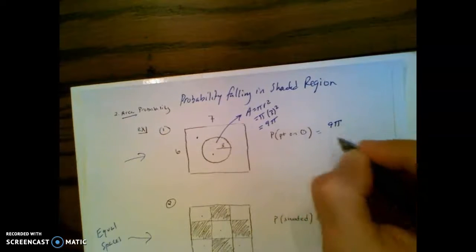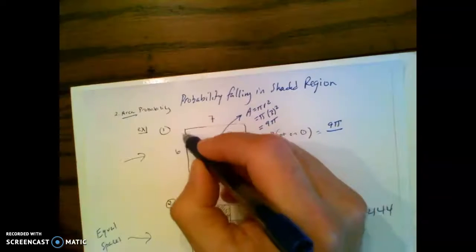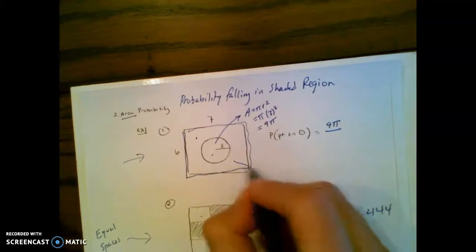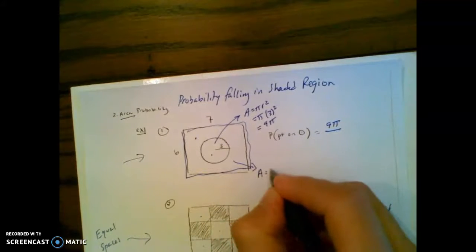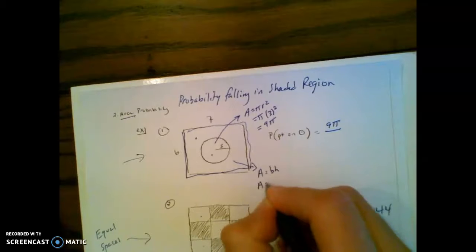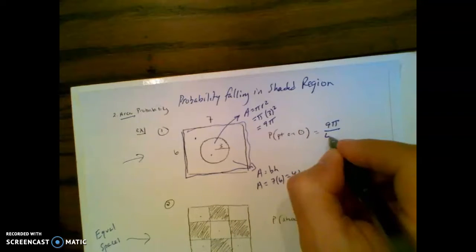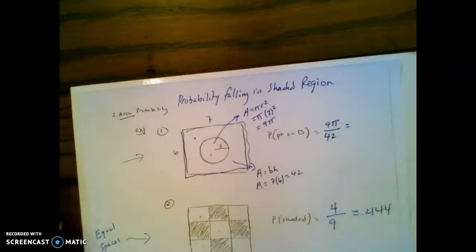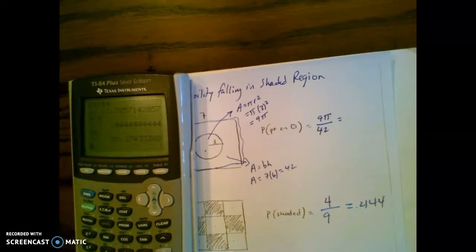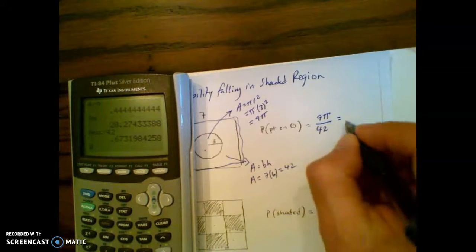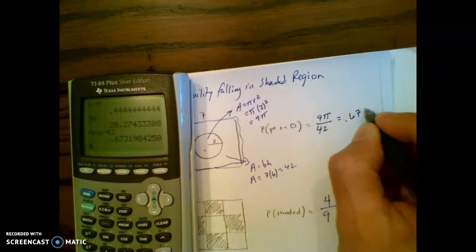I'll use the calculator on that eventually. Now, everything that could happen? Everything that could happen is falling in this whole rectangle here. The area of that is base times height, because it's a rectangle. So that would be 7 times 6, or 42. So that's everything that could happen. You can leave it just like that, or you can plug it in your calculator. I figure out what 9 pi is, and then I take that and divide it by 42. So I end up with 0.673, or 67.3%.